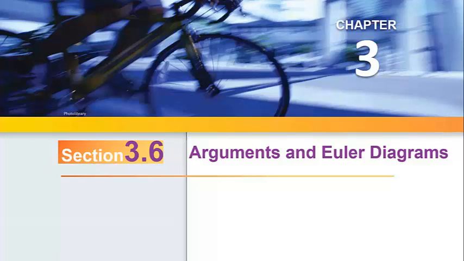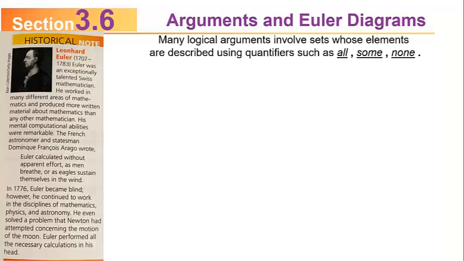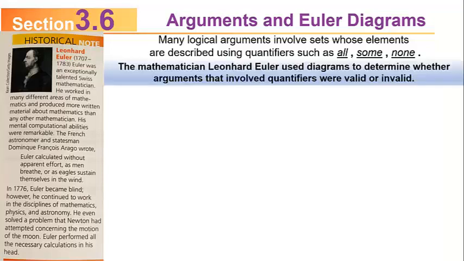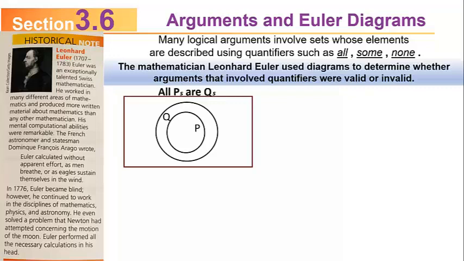Section 3.6 is called Arguments and Euler Diagrams. Many logical arguments involve sets whose elements are described using quantifiers such as all, some, none. The mathematician Leonhard Euler used diagrams to determine whether arguments that involve quantifiers were valid or invalid. For example, something that looks like this.